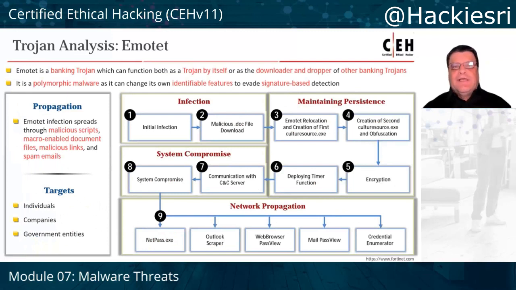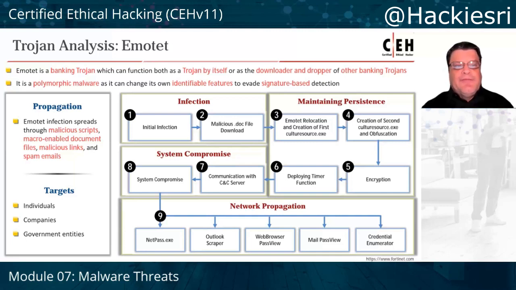Trojan analysis, Emotet. Emotet is a banking Trojan which can function both as a Trojan by itself or as a downloader and dropper of other banking Trojans. It is polymorphic malware as it can change its own identifiable features to evade signature-based detection. We've run into this several times now. Again, with polymorphic encoding, that code is changed, making it much more difficult for signature-based detection to pick up on it. Emotet is propagated as follows.